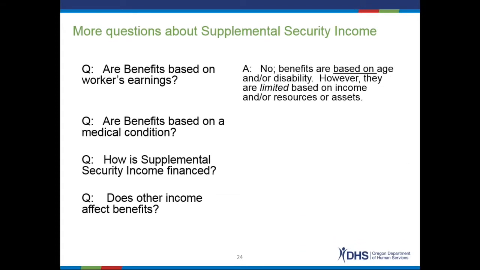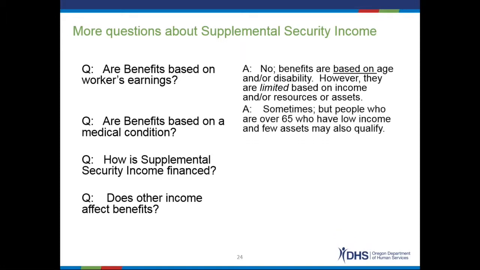Are benefits based on a worker's earnings? No. In this case, benefits are based on age and/or disability. However, they are limited based on other income and/or resources or assets. Are they based on a medical condition? Sometimes, but people who are over 65 and who have very low income and few assets may also qualify. So not necessarily based on disability.